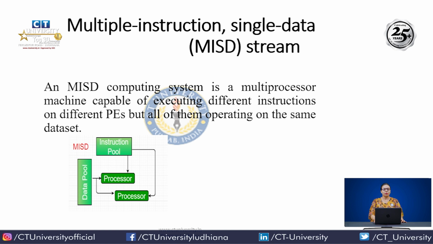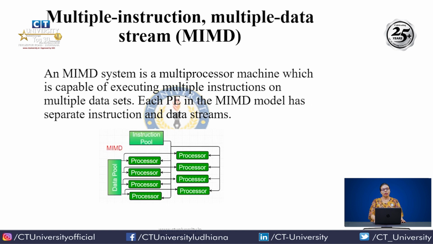Next category is multiple instruction single data stream, that is MISD. As its name clears, multiple instructions are operated simultaneously on a computer system but on the same data stream. Its best example is pipelining. Next category is MIMD. As its name suggests, it is multiple instruction, multiple data stream. It is also a multiprocessor machine which executes multiple instructions simultaneously but on multiple data streams. But practically in real life, it is difficult to create.